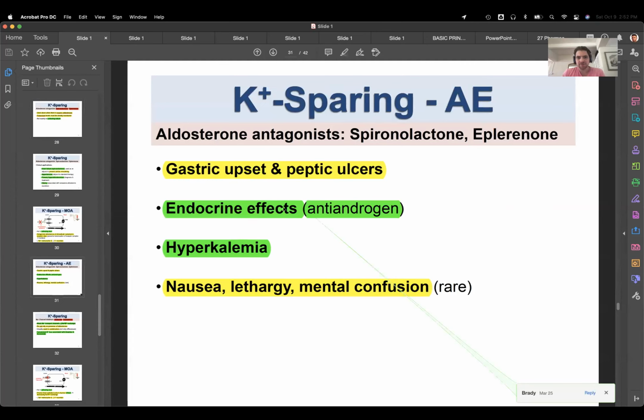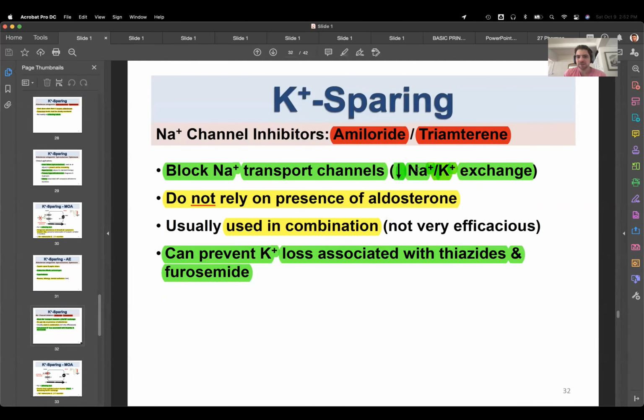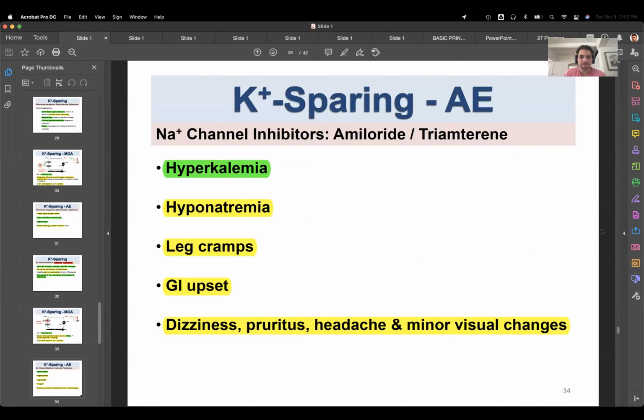Yeah, anti-androgenic effects. Obviously hyperkalemia, right? Should be able to recognize that in the lab values. And then we have the ones that work on the ENaC channels, amiloride and triamterene. Not super important, but they're there. So again, they are potassium sparing. They're going to prevent that exchange from sodium and potassium.